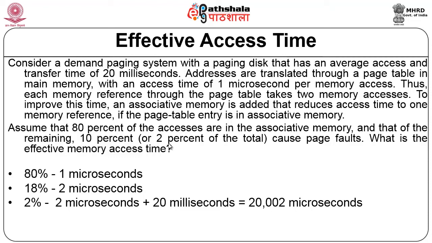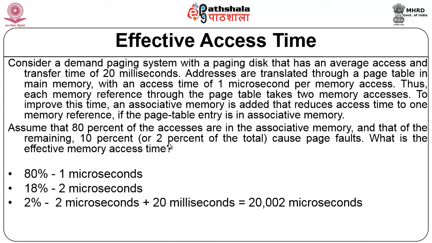So, you need to look into the page table, get the entry from the page table, and then look into the physical memory to get the actual memory access. So, 1 microsecond for one memory access, you will need 2 microseconds if you are using the page table. And to improve this time, they have used an associative memory, and that will reduce the access time to only one memory reference. You do not have to look at the page table from the main memory. The entries of the page table will be kept in an associative memory, and you can look into the associative memory, get the entry, and then just look into the main memory to get the exact memory location.